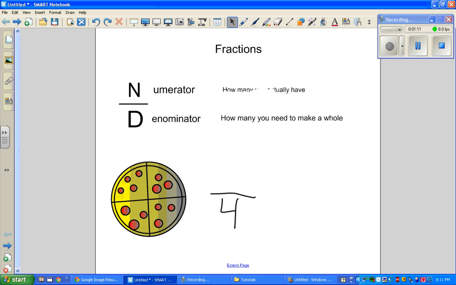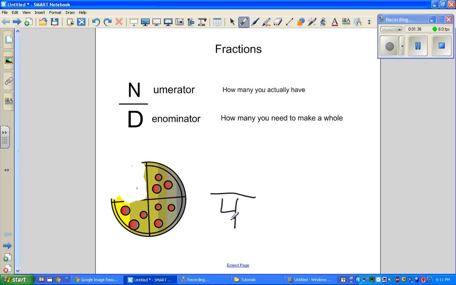Our numerator tells us how many we actually have. Now in this case we have 4. But we're going to pretend for a minute like somebody was really hungry and they snuck in and took a whole bunch of bites out of this pizza until one whole slice is gone. So then you open your box of pizza and you realize a whole slice is missing. Okay, now we can make a fraction out of this because now it's no longer a whole pizza.